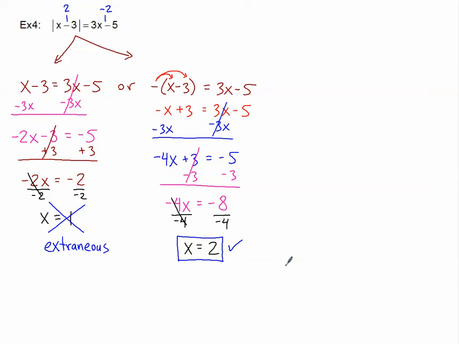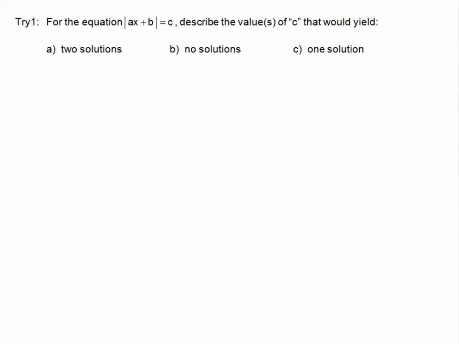So we looked at 2 graphs to solve graphically, and now we've looked at 4 equations that we solved algebraically. We have one last question, and I'm going to make it a try question. I'm going to have you do this. Try 1. For the equation absolute value of ax plus b is equal to c, describe the value or values of c that would yield these 3 cases.